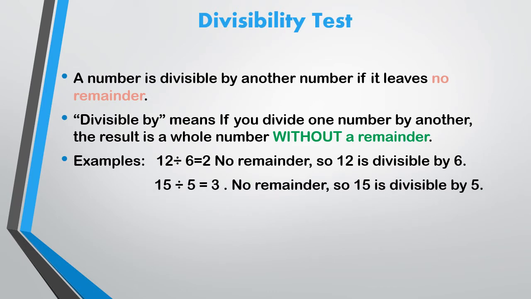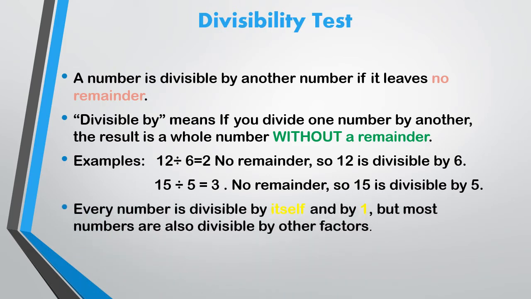Then 15 divided by 5. So which table do we have to use? Yes, we have to use the 5 table. So 5 ones are 5, 5 twos are 10, then 5 threes are 15. So we get the answer as 3. Here also the remainder is 0.